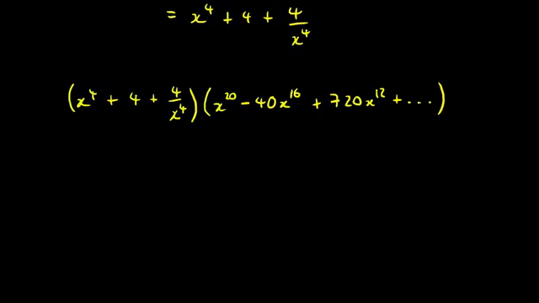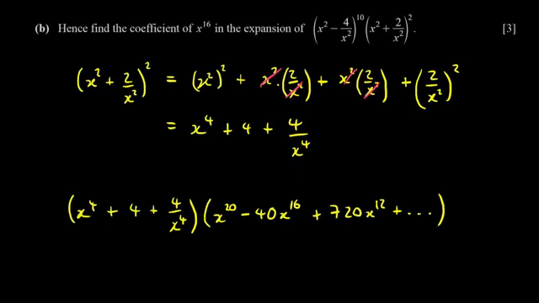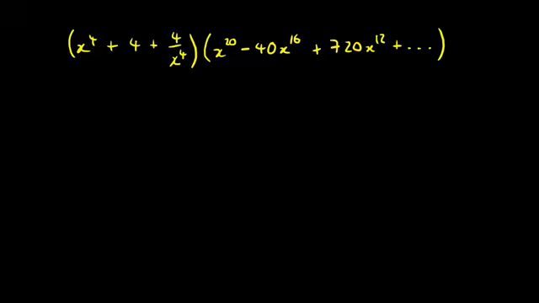Now, what we're asked to find is the coefficient of x to the power of 16. So we've got to ask ourselves the question, if we were to multiply this out, how would we get an x to the power of 16? Well, there are three ways. Either we can take the x to the power of 4 term and multiply it by this, the x to the power of 12, right? Because x to the power of 4 times x to the power of 12 will be x to the power of 16. Or we can take this term here, the 4, and multiply it by this term here, right? Because that's already an x to the power of 16. Or we can take this term here and multiply it by x to the power of 20, right? Because that will cancel off to give x to the power of 16.